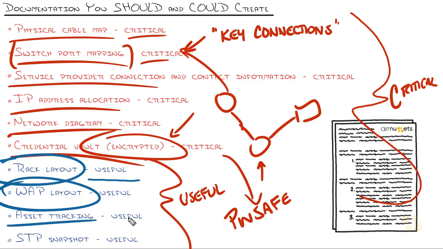Asset tracking: all the serial numbers and warranty dates and purchase dates and put-in-production dates of all the different devices in your system.